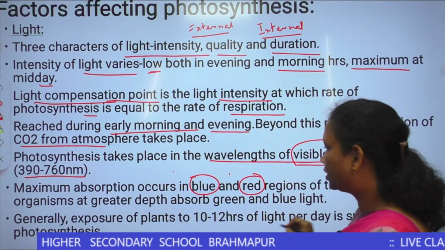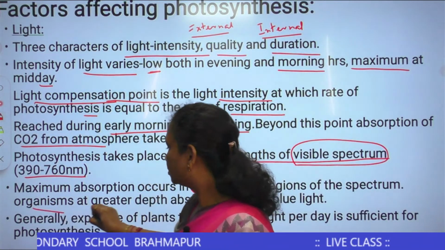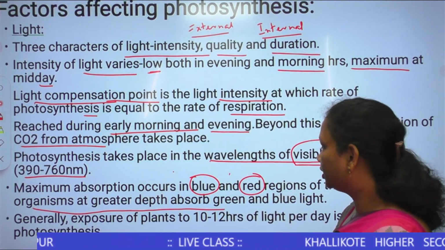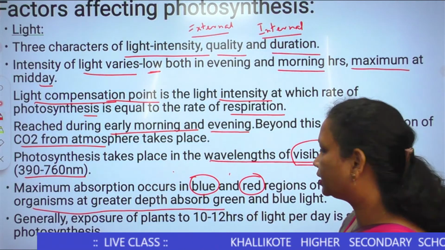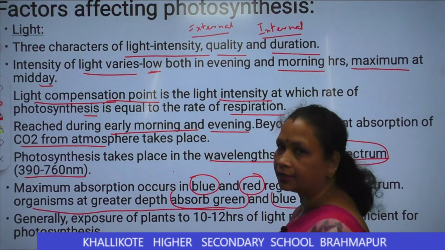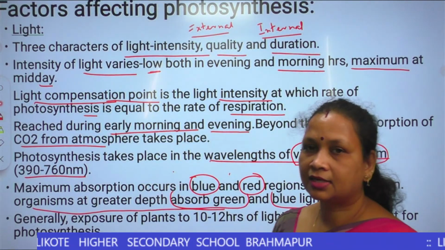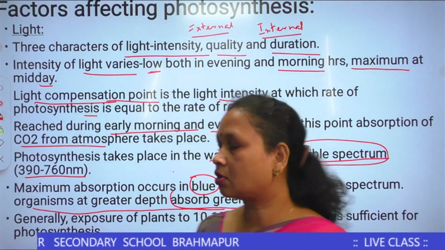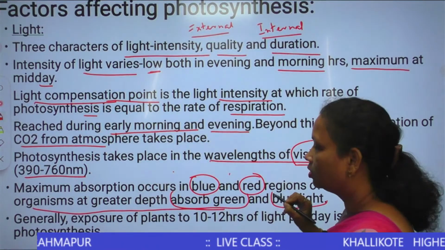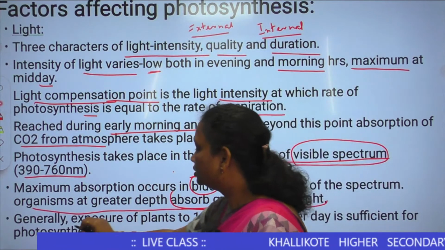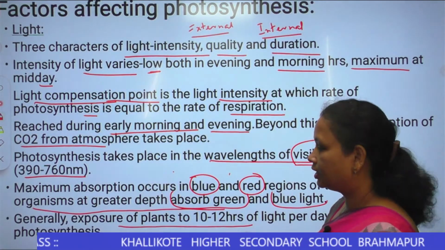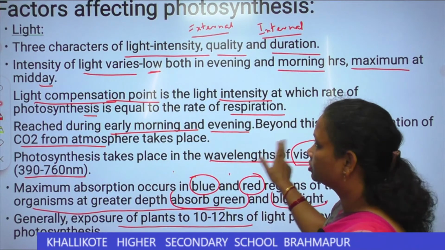Similarly, organisms living at greater depth under the sea, like some of the red algae and brown algae, will be absorbing green and mainly blue light. So, these algae develop more xanthophyll compounds. In brown algae, we have fucoxanthin, which is also such a compound. Generally, exposure of plants to 10 to 12 hours of light is sufficient for photosynthesis.